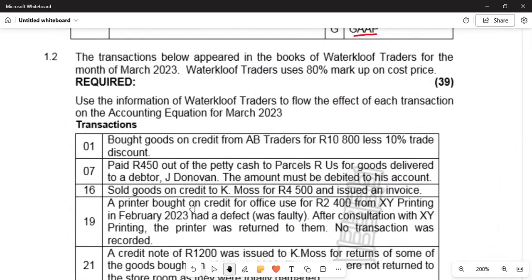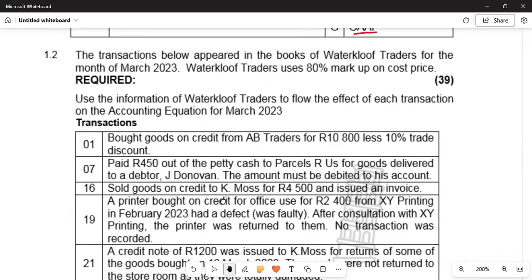So we are going to do the accounting equation, where we are going to know which accounts are going to be credited and debited, and the effect of each transaction on the accounting equation. Without wasting much time, let's go straight to the transactions.